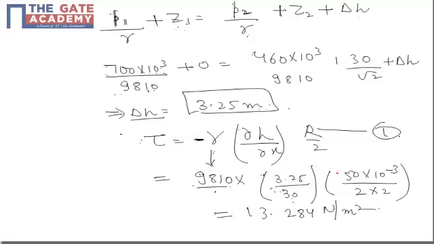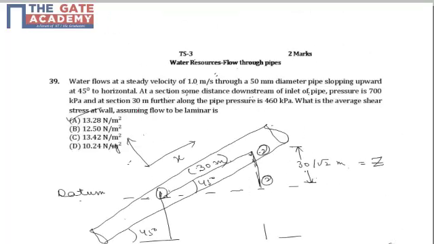Now the diameter is given as 50 mm, which is 50 into 10 to the power minus 3 meter. So R will be D by 2, and one more 2 from this equation is coming. So tau is coming out as 13.284 Newton per meter square, making A the correct and closest choice.